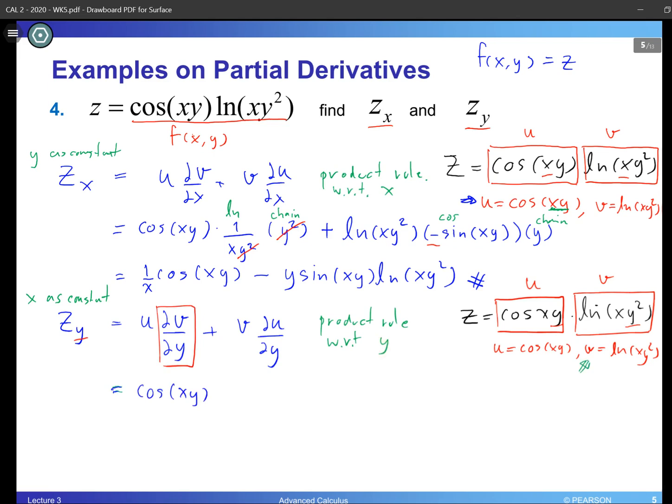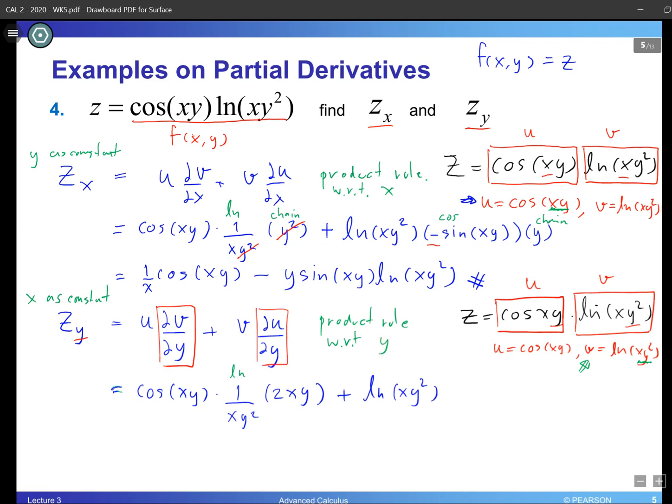Of course, I need to diff ln first, so I'm going to get this out of that: 1 over xy squared, and this came from ln. And then after that I'm supposed to diff the inside of this with respect to y, and I'm going to get 2xy out of that. So diff y squared, I get 2y with the x, it becomes 2xy. Now the next term we have this v, so let's bring everything here: v ln of xy squared multiplied with the du by dy.